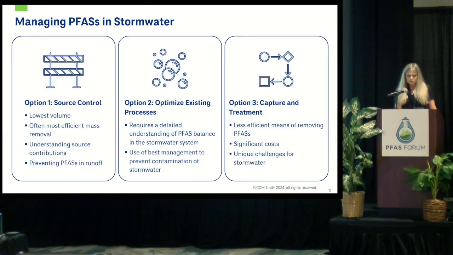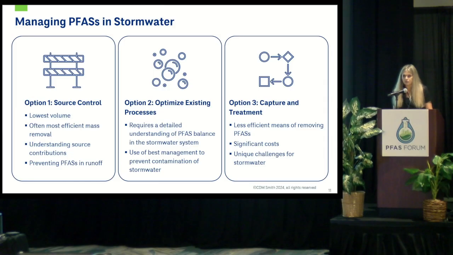The second option is to optimize existing processes. Here, the focus is on evaluating the current stormwater management system and identifying opportunities to reduce PFAS without installing new treatment. That could include improving drainage, capturing runoff before it mixes with the main stormwater system, and implementing good housekeeping techniques, such as preventing spills, improving storage, and enhancing cleaning procedures.